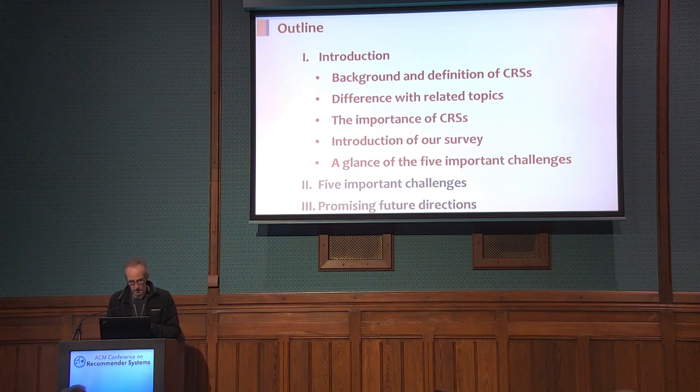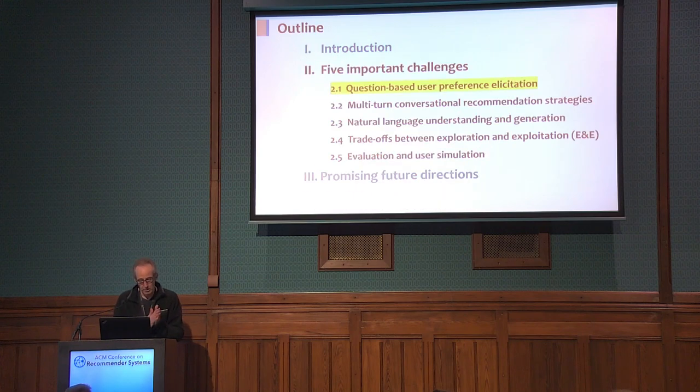This is where we are in the table of contents. The five challenges, we'll start with the preference elicitation. Then multi-turn strategies, NLU, explore-exploit, and then finally, I'm spending a bit more time on the evaluation and simulation. The break will be probably towards the end of 2.2, just after multi-turn strategies.